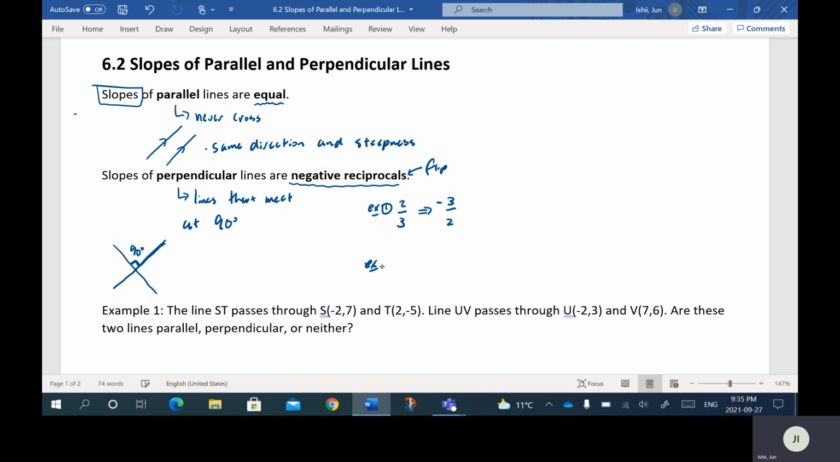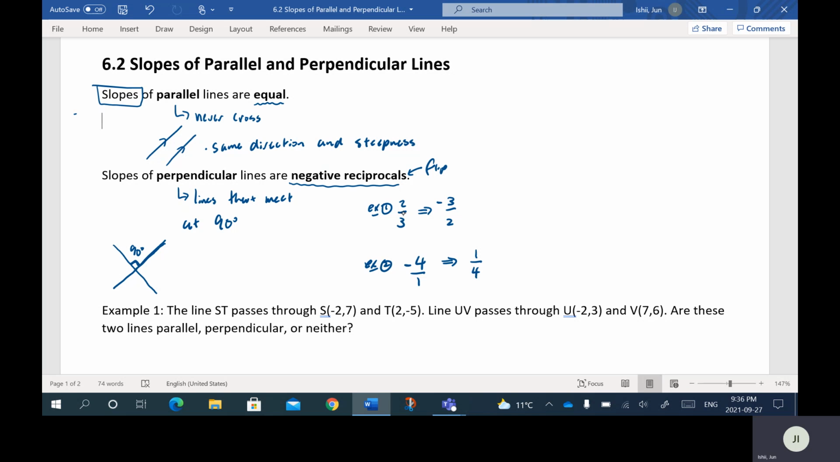Another example of negative reciprocals: let's say I have negative 4. The negative reciprocal of that would be positive 1 over 4, since this is the same as negative 4 over 1. Any number itself, you can write as over 1, and to get the reciprocal, it's going to be 1 over that number. And again, we're dealing with negative reciprocals, so if one number is negative, the other one has to be positive, and vice versa. So that's the concept of negative reciprocals.